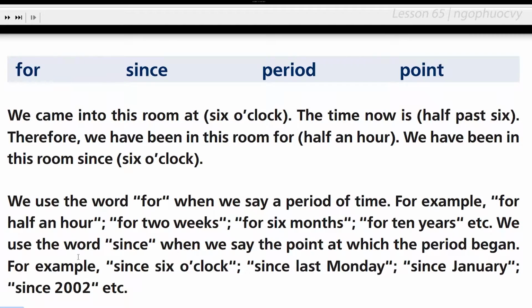Okay, again. We came into this room at 6 o'clock. The time now is 6:30. Therefore, we have been in this room for half an hour. We have been in this room since 6 o'clock. We use the word for when we say a period of time, for example, for half an hour, for 2 weeks, for 6 months, for 10 years, etc. We use the word since when we say the point at which the period began. For example, since 6 o'clock, since last Monday, since January, since 2002, etc.